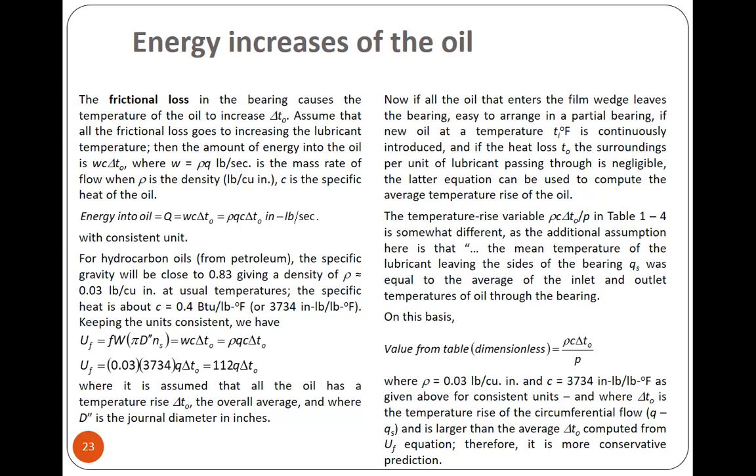The overall average, and where D double prime is the general diameter in inches. Now, if all the oil that enters the film leaves the bearing, easy to arrange in a partial bearing, if new oil at a temperature T sub I degrees Fahrenheit is continuously introduced, and if the heat loss to the surroundings per unit of lubricant passing through is negligible, the latter equation can be used to compute the average temperature rise of the oil.